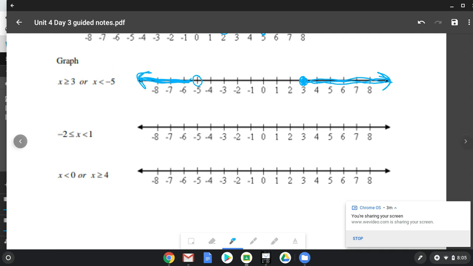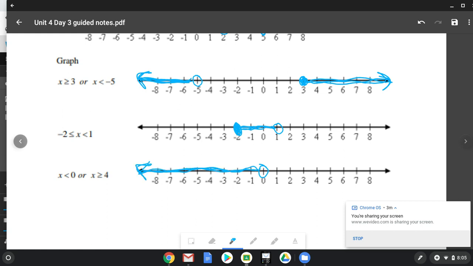This next one, the x is in between, so that means that's where the shading's at. So the 1 has an open circle, the -2 has a closed circle because it has the equal to, and we know we're shading in between. That's an AND type of problem. And the last one is an OR. So less than 0 is an open circle, less than means shaded to the left.